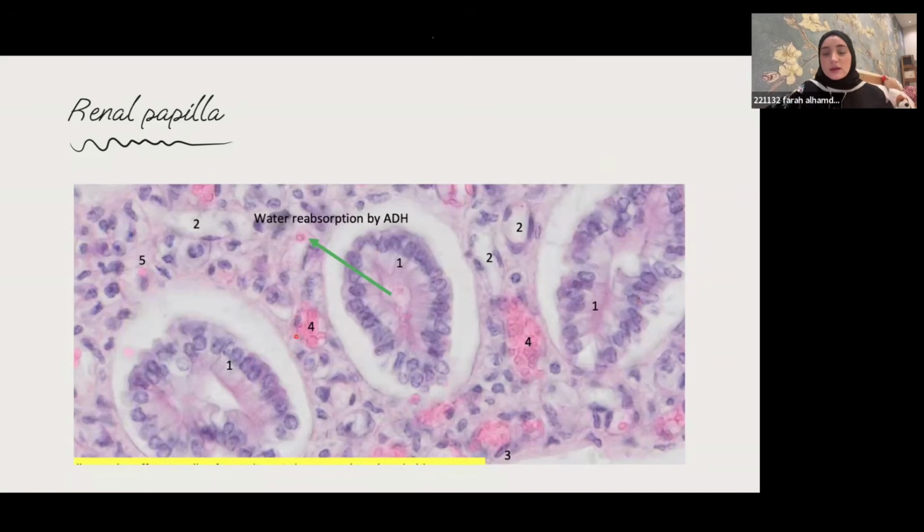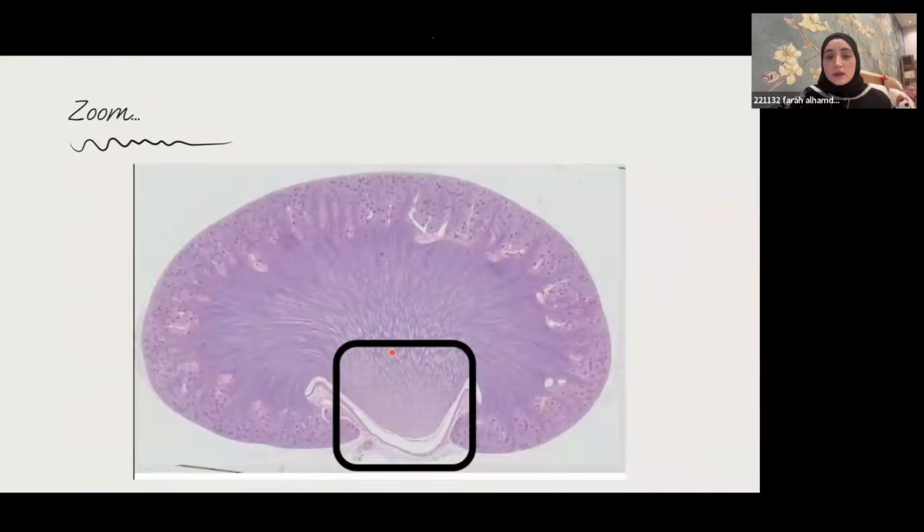Okay, 4 is the vasa recta, simple squamous epithelium with erythrocytes in the middle. 2 are the loops of Henle, the thin loops of Henle. And 5 is an erythrocyte, it's just like a cross section of an RBC. Okay, it's the renal papilla.